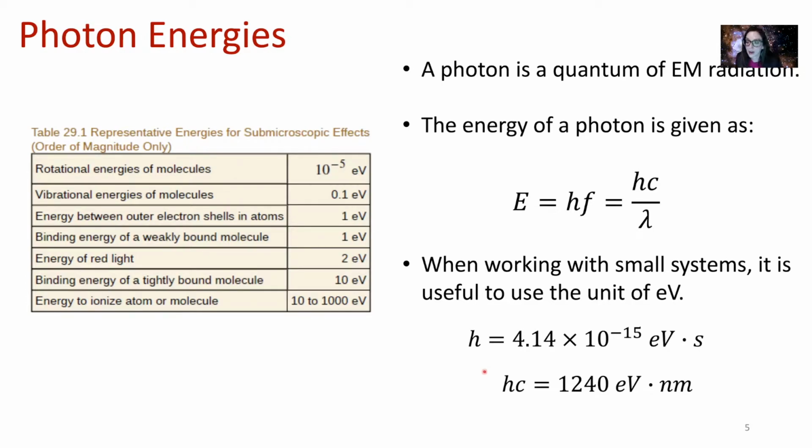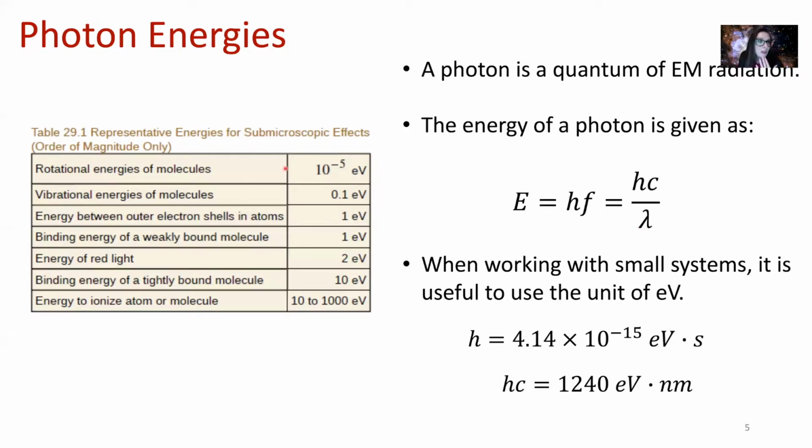And conveniently, we can also write h times c as 1,240 electron volts times nanometers. So that's a really useful unit here, especially if you're going to be dealing with wavelengths of light in the visible spectrum that are going to be given to you in units of nanometers. So then you don't have to convert your wavelength to units of meters. If it's given to you in units of nanometers, and we know h times c in electron volts times nanometers, you can just take this quantity, put it up here, divide it by the wavelength, then we're automatically going to get the energy of the photon in electron volts.